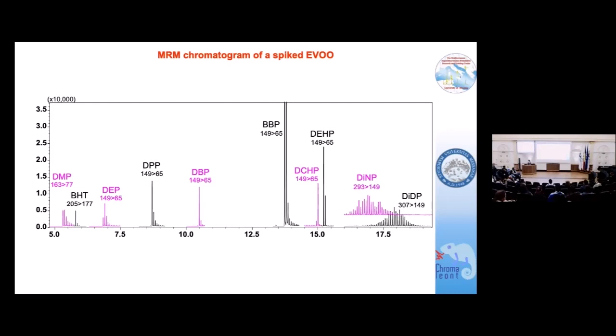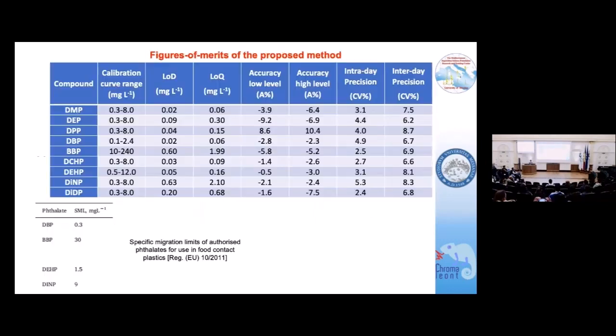This is the MRM chromatogram of a spiked extra virgin olive oil with all the phthalates present in European legislation. As you can observe, a very highly selective method and without any kind of interference. So obviously the quantification of these components was quite easy. And as you can observe, also the accuracy and the precision are very high due to the fact that the sample preparation is negligible.